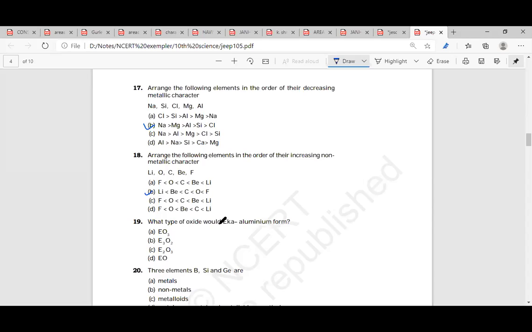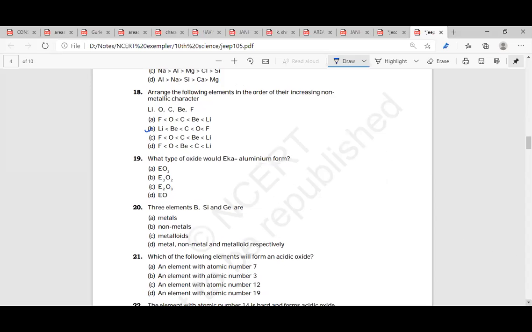Which type of oxide would eka aluminium form? Aluminium valency? 3. So Al2O3. Eka aluminium also should be 3. Option C. Oxide of aluminium, formula? Al2O3. So it's the same thing, E2O3.